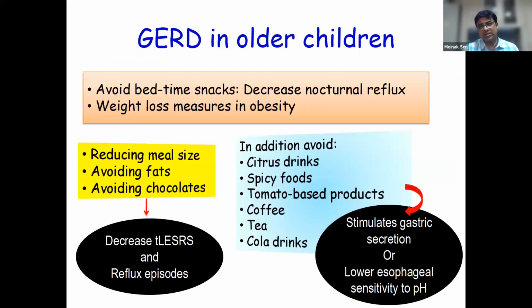In older children, once again, you reduce the meal size and you reduce things that will delay gastric emptying, such as fats and chocolates, and you avoid things that will increase the acidity of the gastric contents, such as citrus drinks, spicy foods, tomato, coffee, and cola drinks.